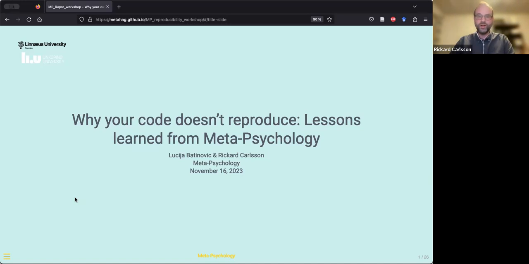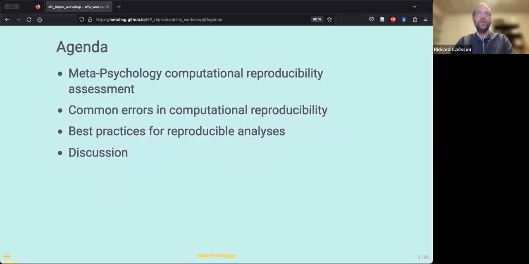Can we switch to the next slide, please. And today we're going to talk about this computational reproducibility assessment we do at Metapsychology. And based on that, we will go through some common errors in computational reproducibility that we have seen. And I think they are quite interesting to look at, because these are kind of the best case scenarios.